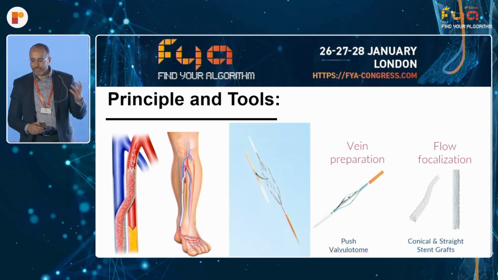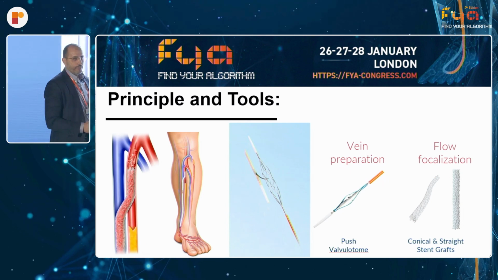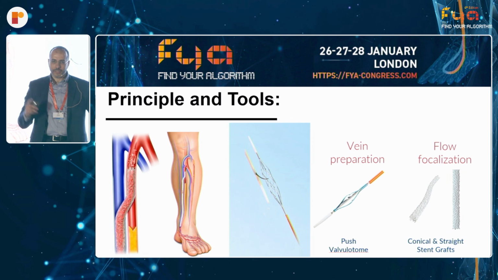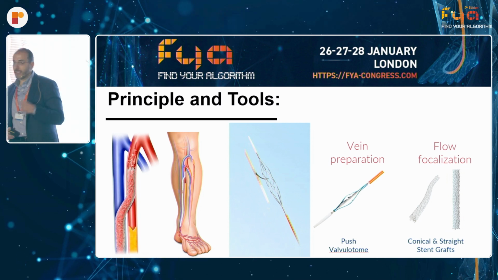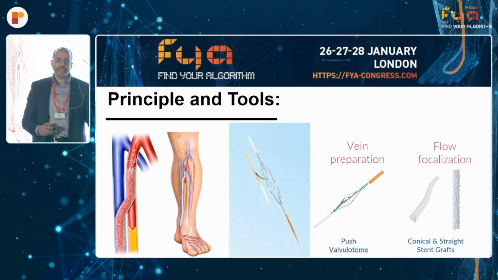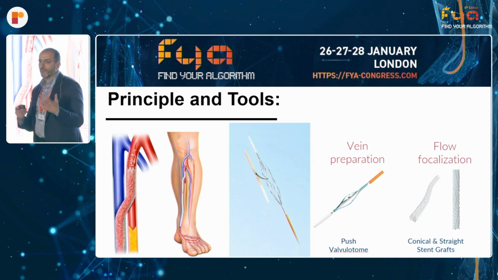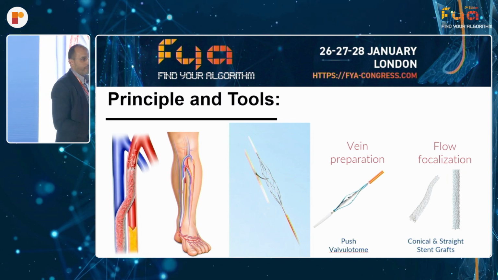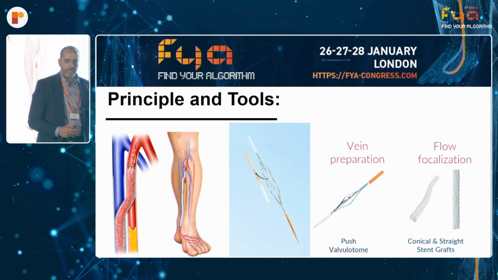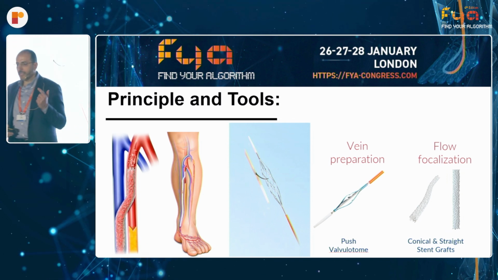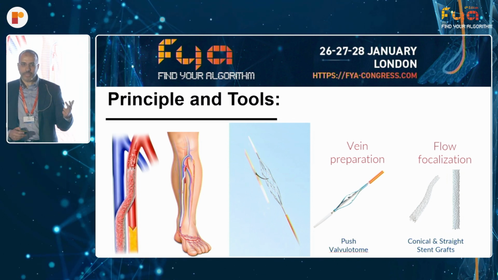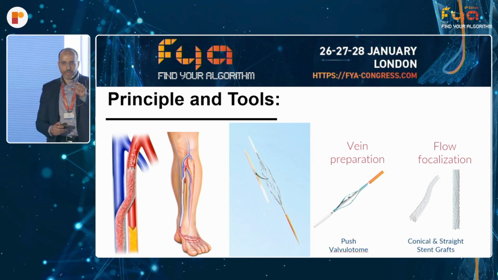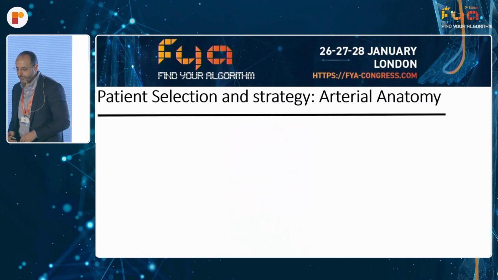To do that with the LimFlow system, you have 3 important components. The first one is the crossing system, which has 2 catheters, 1 arterial and 1 venous, and now with the second generation, we have the receiver, or the venous basket, which I will show you later. The second step is vein preparation, where there is a forward pushing valvulotome. The third step is the stenting, and there are 2 types of stent: the straight one, and the long tapered one, which we use for the crossing.